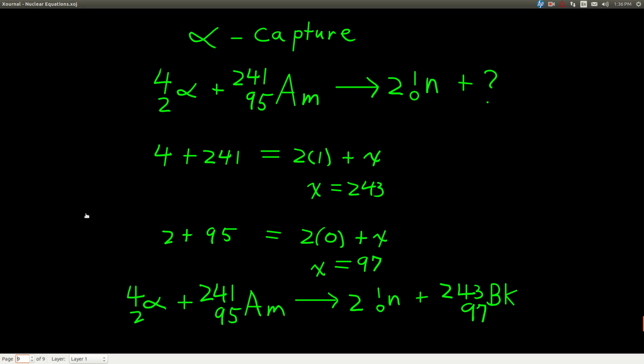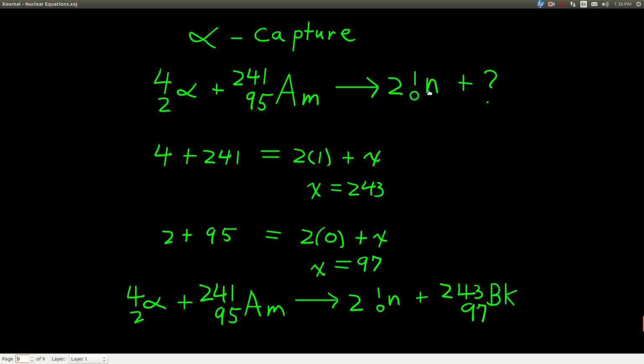Now let's look at alpha capture, so a nucleus capturing an alpha particle. So it ends up that americium-241 can capture an alpha particle, and it produces 2 neutrons, and we want to figure out what else it produces with the daughter nucleus. By the way, what we call the isotope on the right hand side is a daughter nucleus. So if we add up the top numbers on the left, 4 plus 241, we get 245, right? So that means we need 245 on the right.